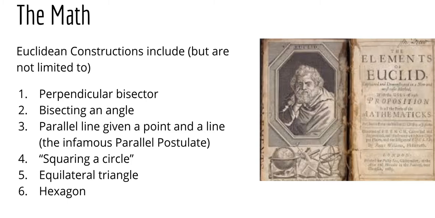Some things that Euclidean constructions include: perpendicular bisectors and bisecting angles are going to be really crucial to the work that we're doing right now. The parallel line, we have the infamous squaring of a circle. That was a really interesting problem that was proposed by Euclid: how do we construct a square and a circle that occupy the same area? That's a really interesting thing to think about. And then obviously an equilateral triangle and a hexagon.